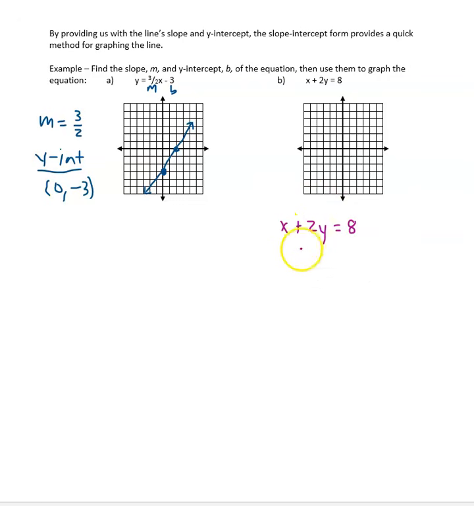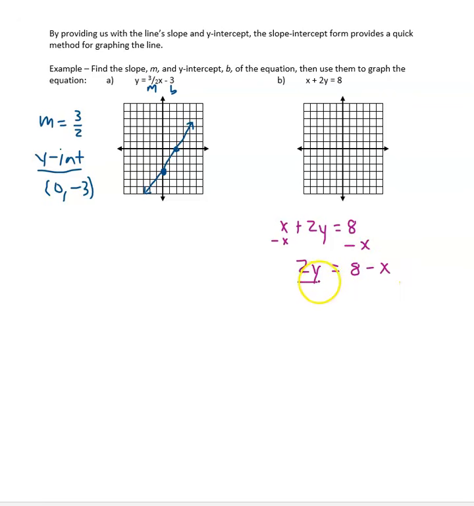So first thing I want to do is get this solved for y. So I want my 2y to be on one side by itself. That means I need to move my x term. Since it is positive, or has been added, we're going to subtract it from both sides. So I get 2y is equal to 8 minus x.